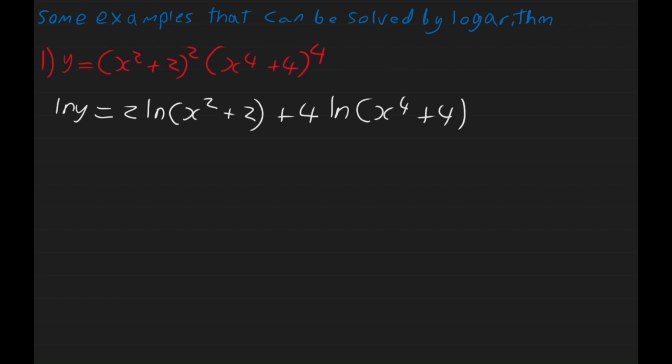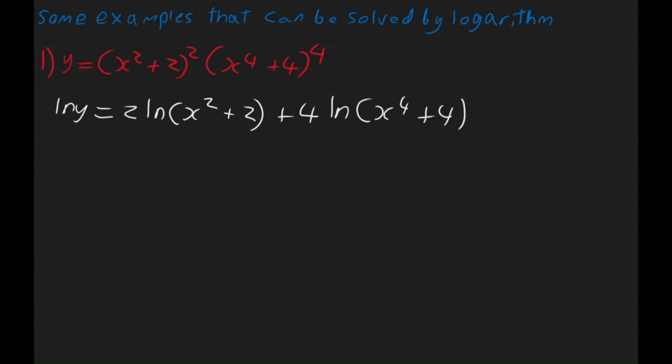Okay, so what happened here? We ln both sides. The ln has inside it a product rule, which you can separate, right? This was power 2, and you can just put the 2 here. This was power 4, you can just put 4 here.